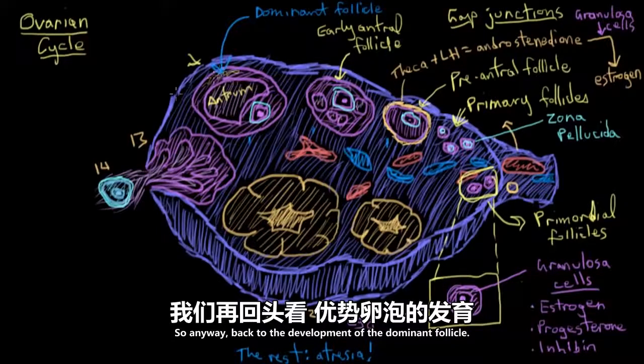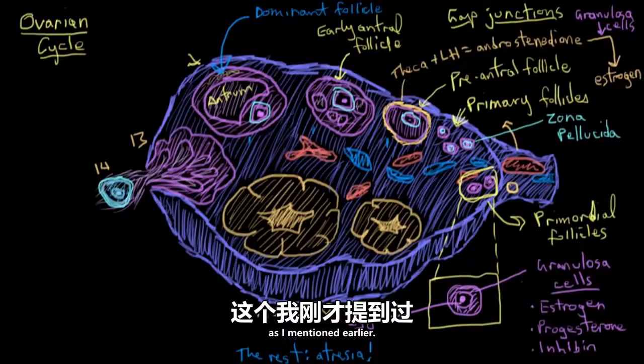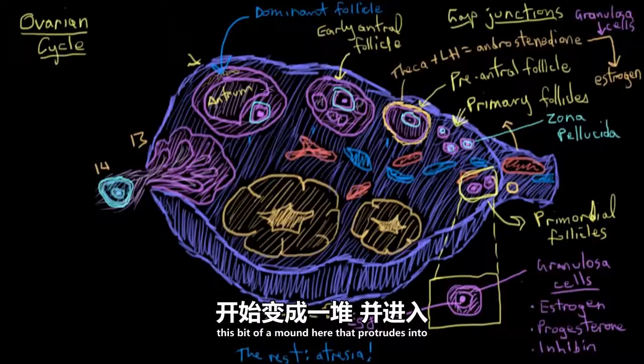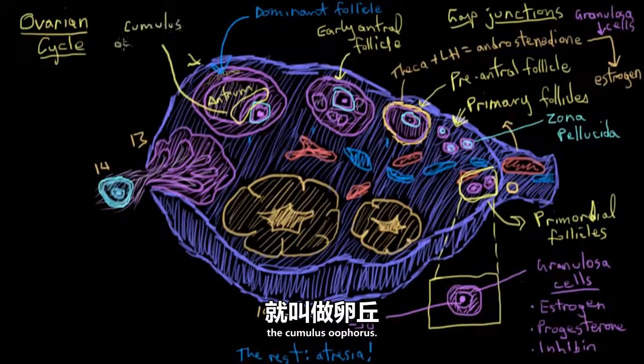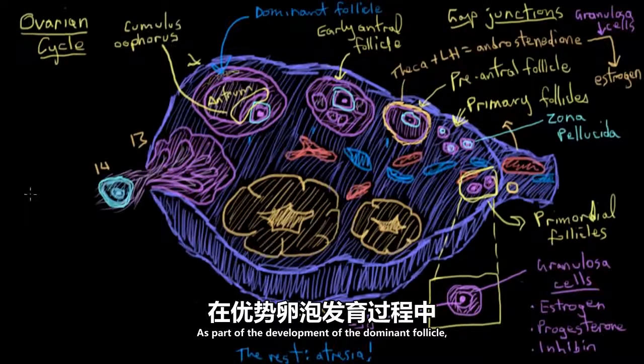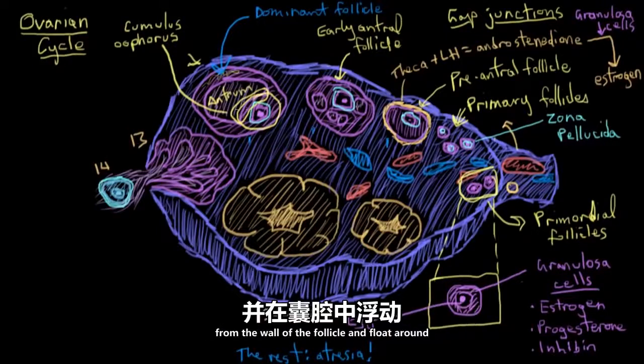So anyway, back to the development of the dominant follicle. It enlarges mostly due to the expanding antrum, as I mentioned earlier, and granulosa cells actually start to form this bit of a mound here that protrudes into the middle of the antrum. This mound of granulosa cells is called the cumulus oophorus. As part of the development of the dominant follicle, the cumulus oophorus and the egg sort of separate together from the wall of the follicle and float around in the middle of the antrum like a little island.